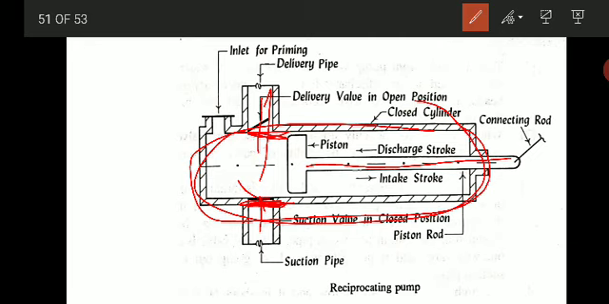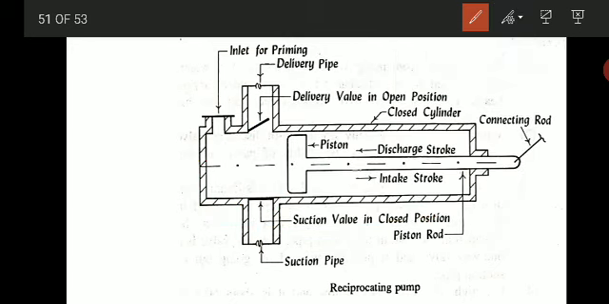The reciprocating pump may be single acting or double acting. In the single acting type of pump, the water is discharged only on the forward stroke of the piston or plunger. So whenever there is a forward stroke of the piston, only during that time the water is discharged. In the double acting pump, the water is discharged on the forward and also the return stroke of the piston or the plunger. It has some advantages and disadvantages. We'll see.